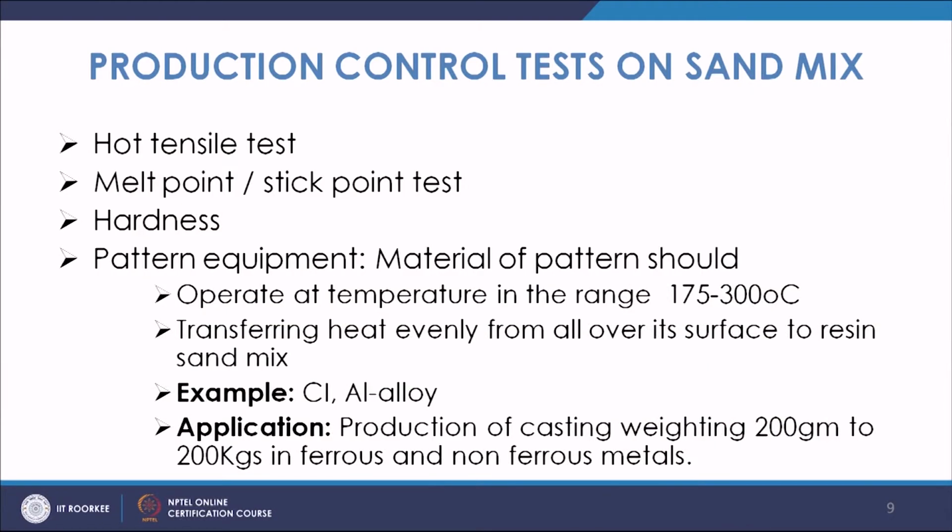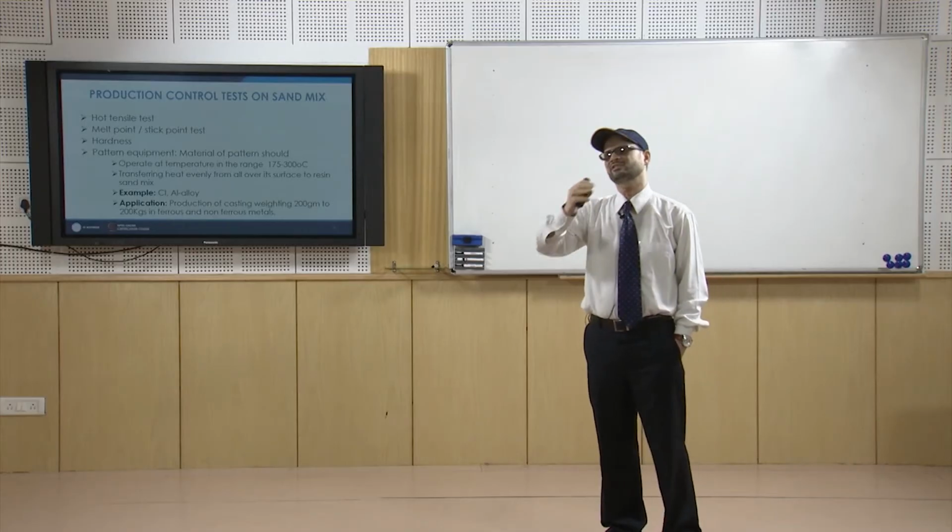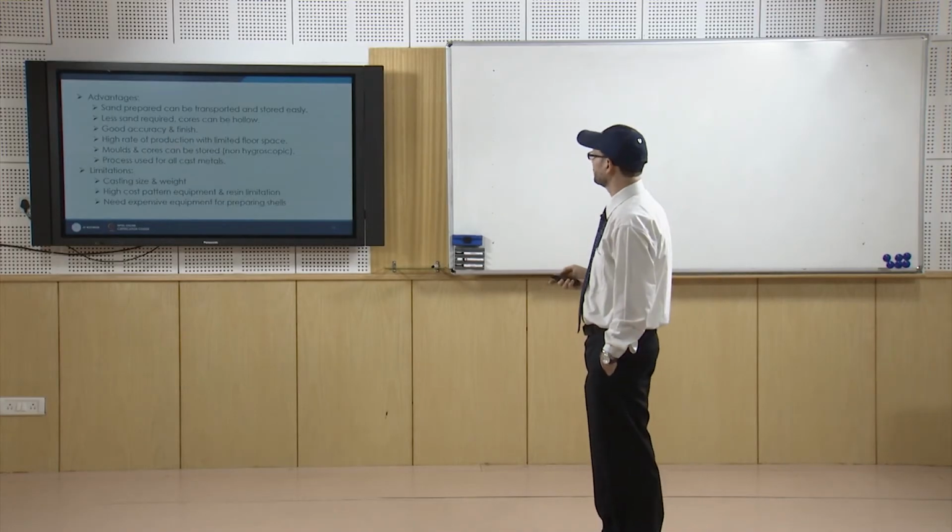Now, pattern equipment is normally a metallic pattern because it has to be heated to a temperature in the range of 200 to 300 degree centigrade. So, you are using either aluminum alloy or cast iron as the pattern material, and you can make castings from 200 gram to 200 kgs in ferrous or non-ferrous materials. So, this way it is a versatile process.